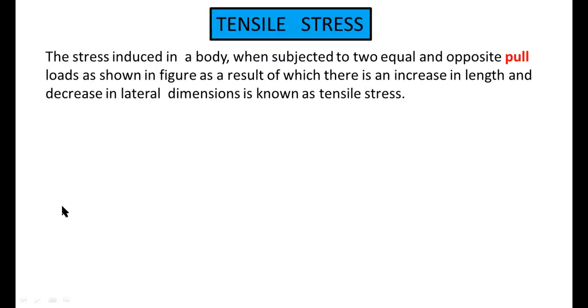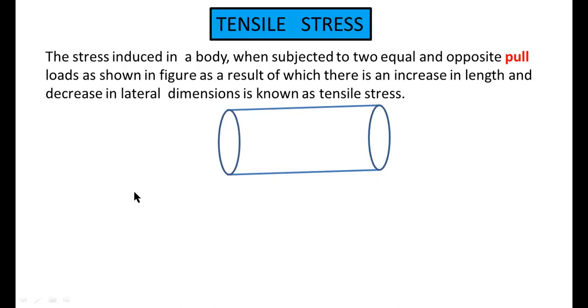Tensile stresses: the stresses induced in a body when subjected to two equal and opposite pull loads, as shown in the figure like this. It is very important. As a result there is an increase in length and a decrease in lateral dimensions, which is known as tensile stress. So when you apply two equal and opposite loads, there is an increase in length and decrease in lateral dimensions.